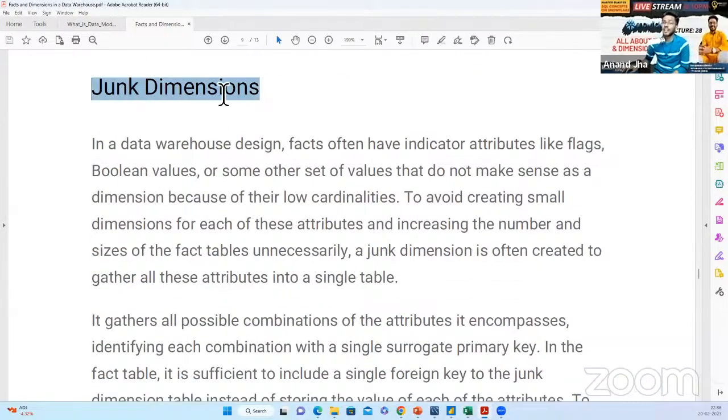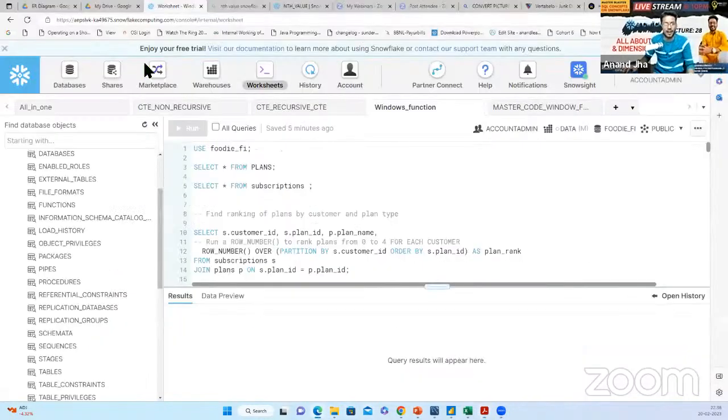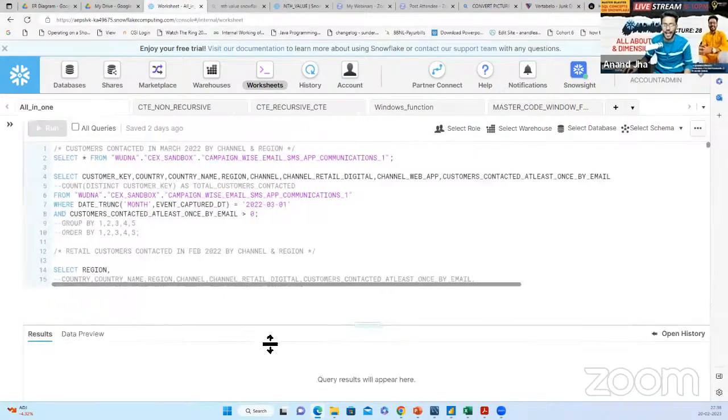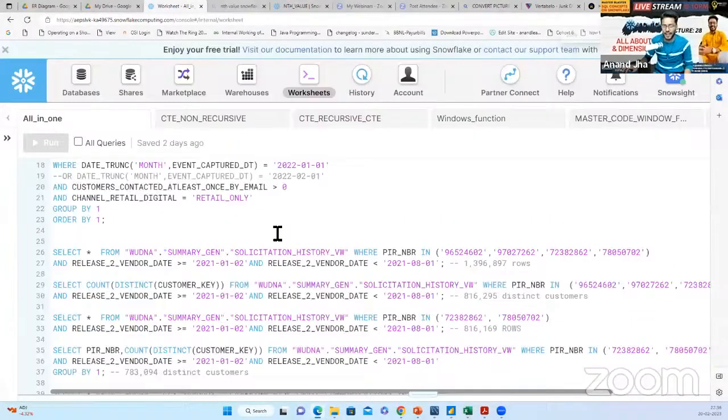Then there is something called a junk dimension. This is important. Now, I will tell you. In the master code, which I showed you in the first class, in my all-in-one code, do you remember? I have created certain flags. I'll show you.